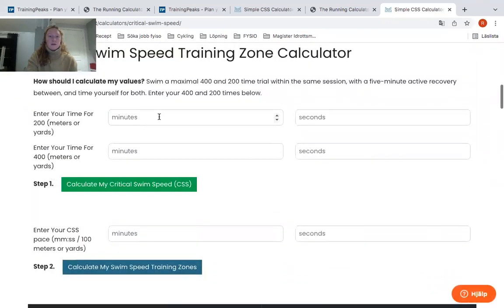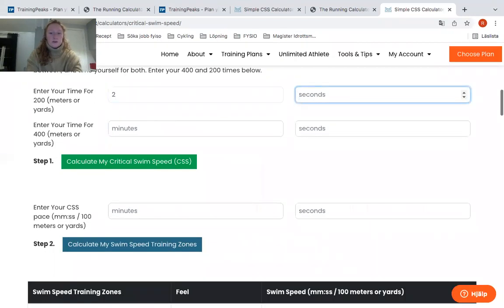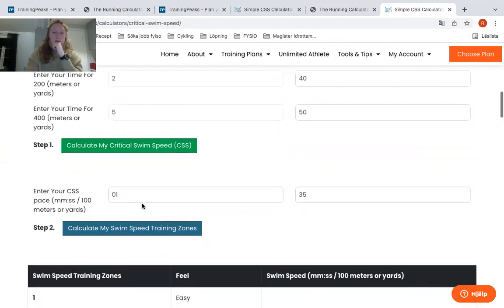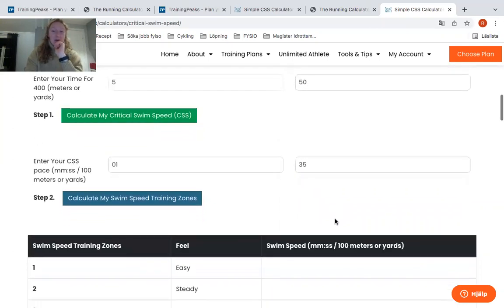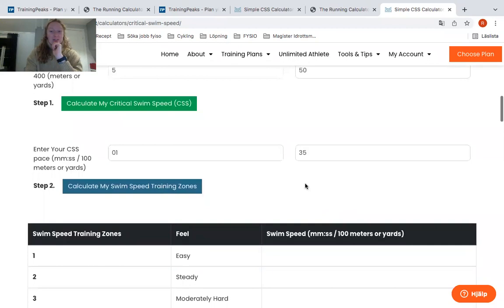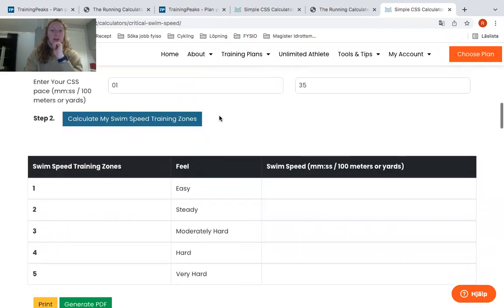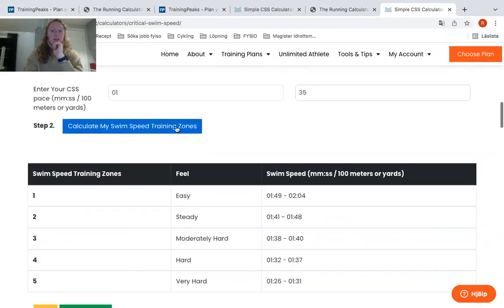From here, you can enter your time. Just put in the practical time, and you get out the CSS pace. You can also get your CSS pace from Eric. He has done this for all of you as well, if you want to ask him. But here you can also calculate your different zones.